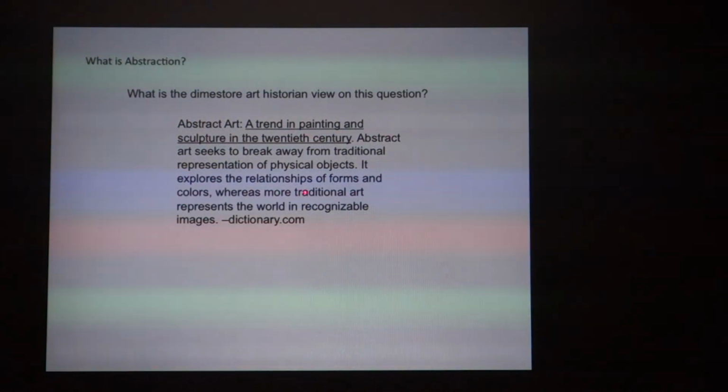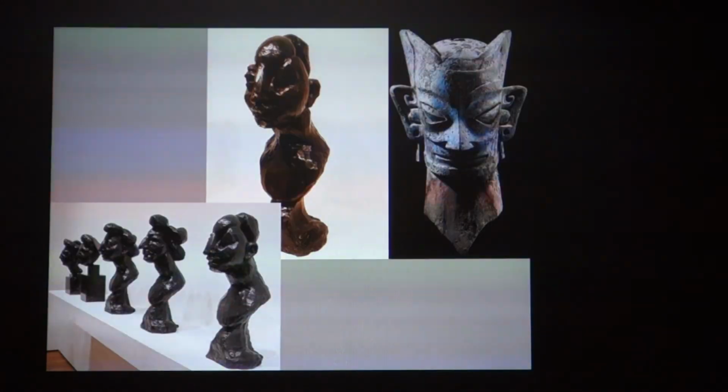Abstract art explores the relationships of forms and colors, whereas more traditional art represents the world in recognizable images. So the implication there is that prior to the 20th century, artists did not explore the relationships of, for instance, forms and colors, which is totally ludicrous, right? Just so, going on.